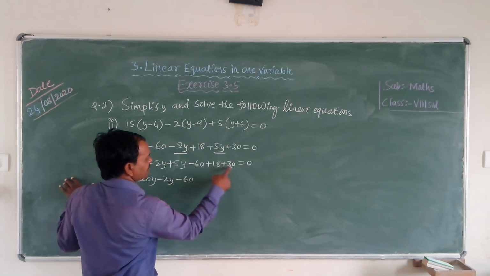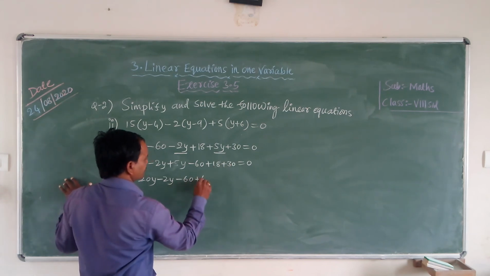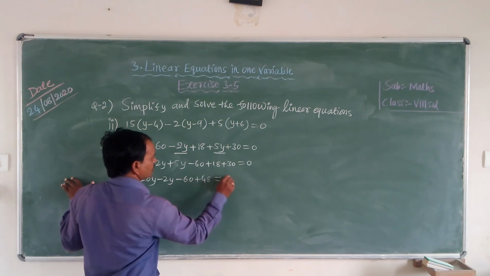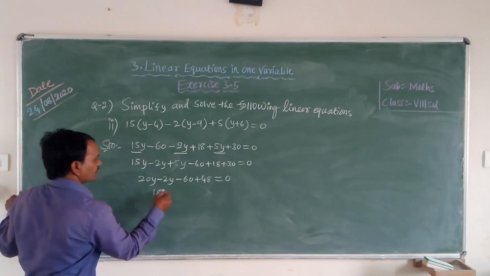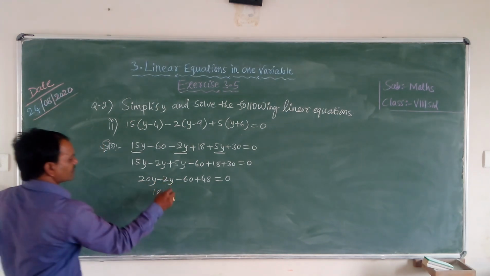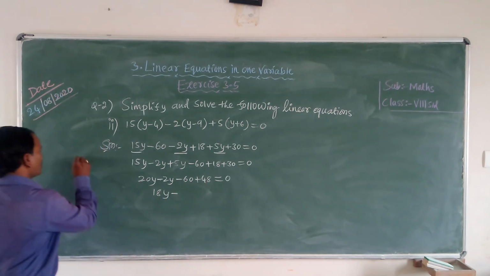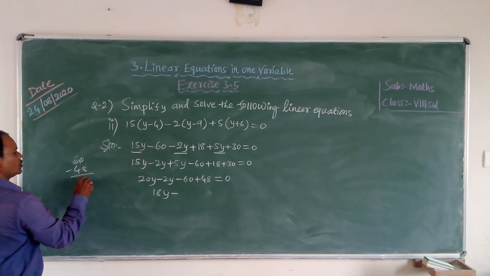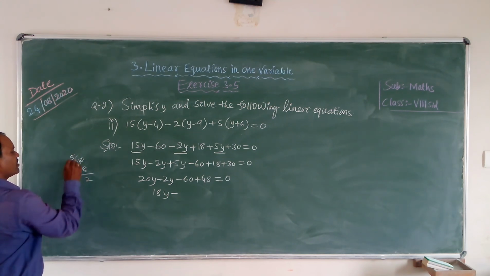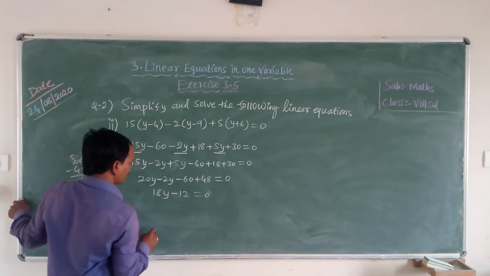Minus 60 plus 30 plus 18 is 48, and 48 is equal to 0. 20y minus 2y is 18y. Where the greater number has the minus sign, the answer takes the minus sign. After 60 minus 48, now subtract 10 minus 8, 2. What remains here? 5 minus 4, 1. So the remaining 1 is equal to 0.